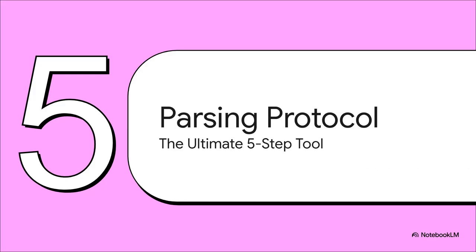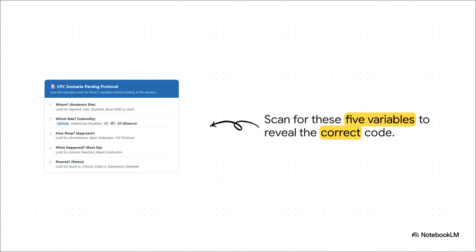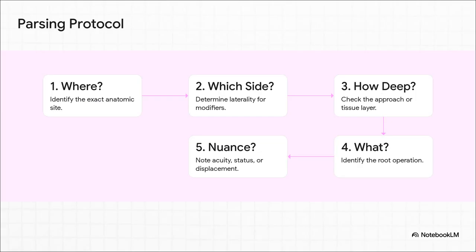And that brings us to the ultimate tool, the 5-step scenario parsing protocol. This is the climax of today's explainer, where all of this foundational knowledge gets put to the test for exam day. I want you to get in the habit of rigorously scanning your operative notes for 5 specific variables before you even glance at the multiple choice answers. Seriously, if you lock this in, the correct code will basically reveal itself to you. Here is the rapid-fire breakdown.